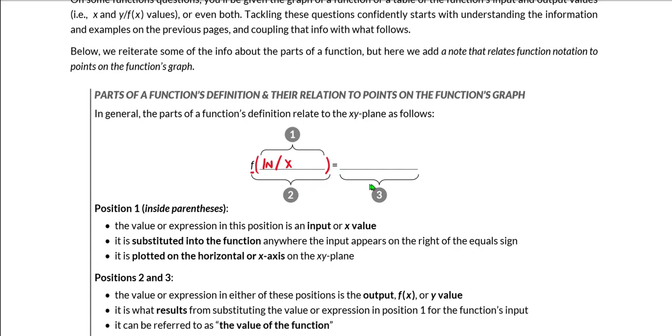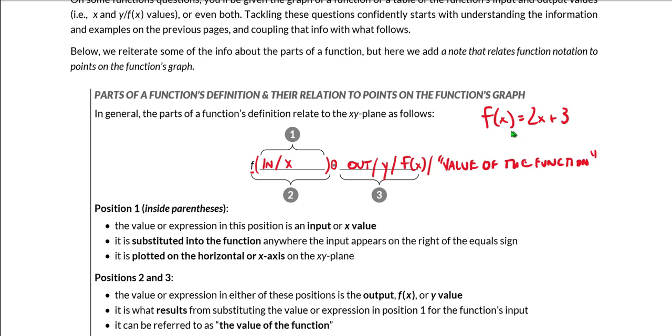And then remember that on the right-hand side, I'm going to jump to number 3 here. That is our output. It is our y value when we graph functions on the xy plane. We can also call this our f of x value. We can also call it the value of the function. And do keep in mind, I'm just going to jump back to number 2 over here, that this is an equal sign. So everything on the left equals everything on the right. So when we see something like f of x equals 2x plus 3, again, there's our input over there. And then everything over here obviously is f of x. And that means that everything over here is f of x because the two sides are equal to each other.